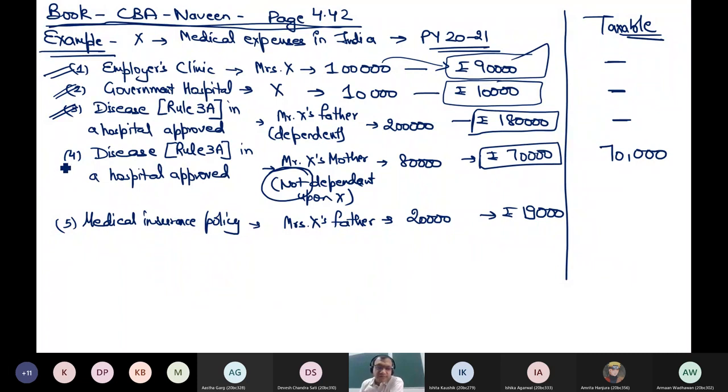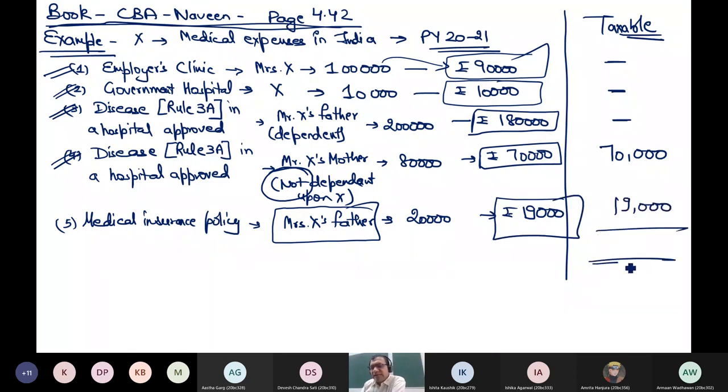Fifth point. It will be taxable because the wife's father is not a member of the family. Wife's father, sir. Yes, the spouse's father is not a member of the family. Not covered in family. So whatever reimbursement is taxable. So as Mr. X, he has to include 89,000 as perquisite in respect of medical facility.